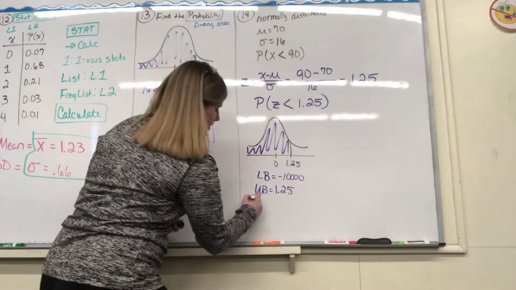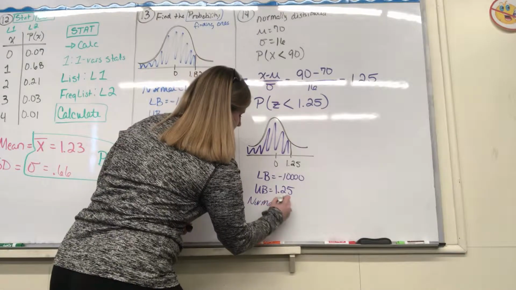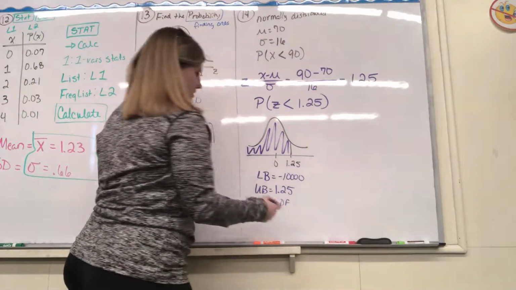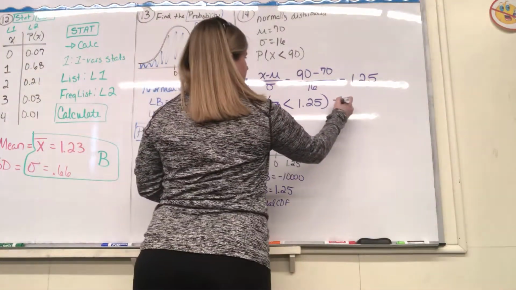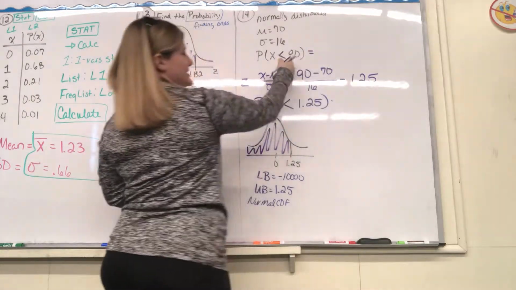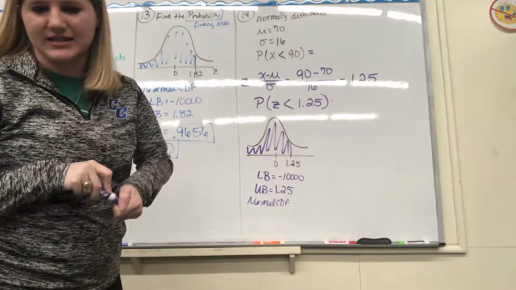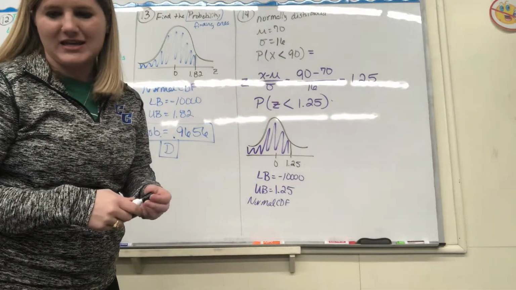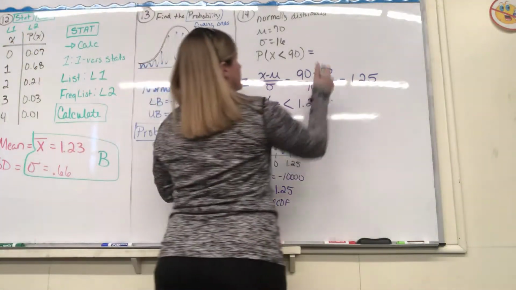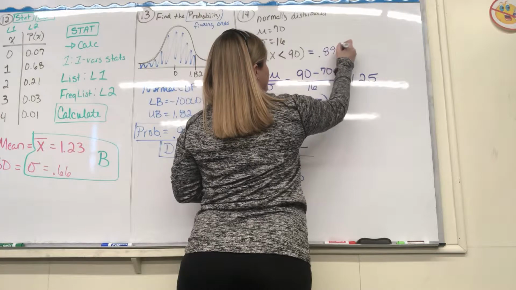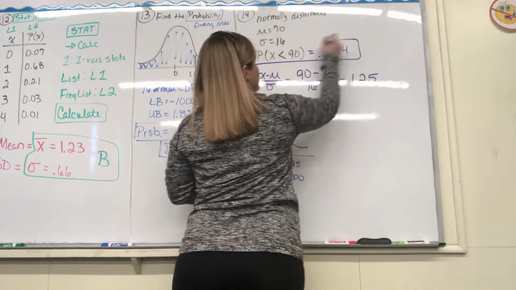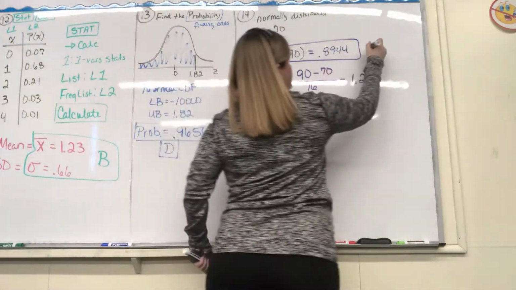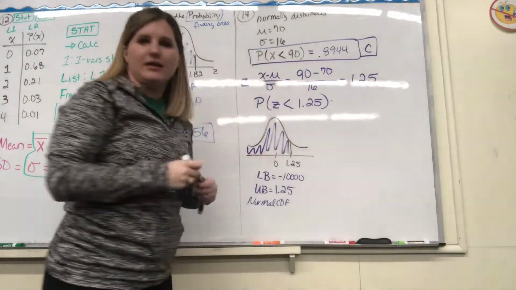Upper bound is 1.25. And again, we are using our normal CDF on our calculators to calculate this. And we would get that the probability that x is less than 90 is going to be 0.8944. The probability that x is less than 90 for this situation, so it looks like that is answer choice C. That was page 3.